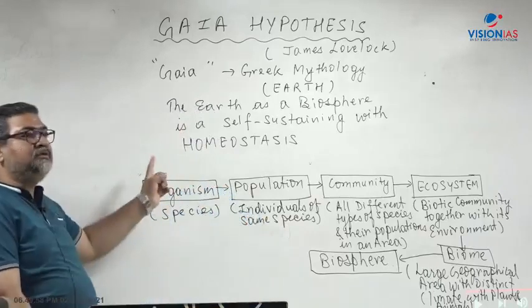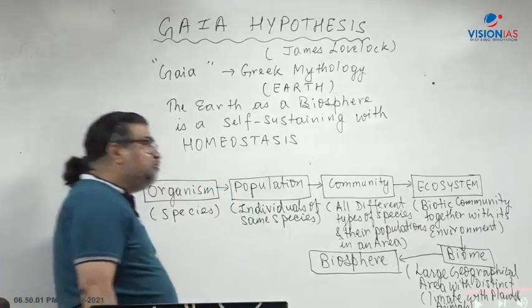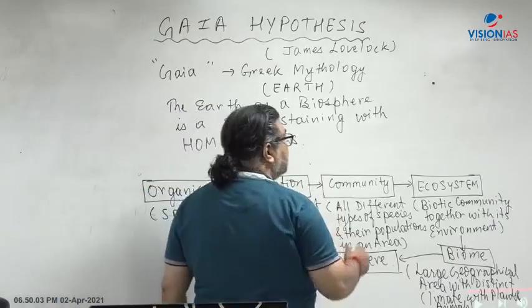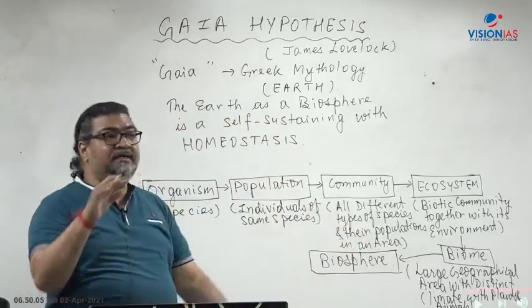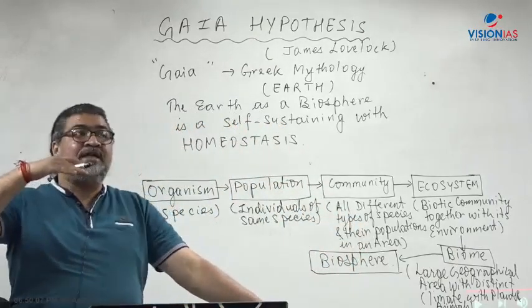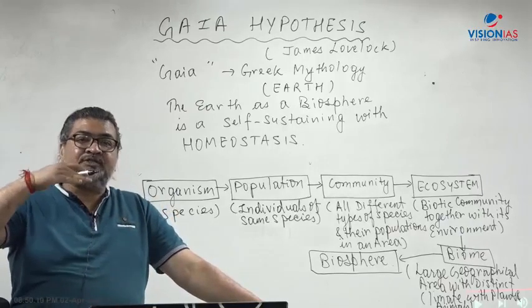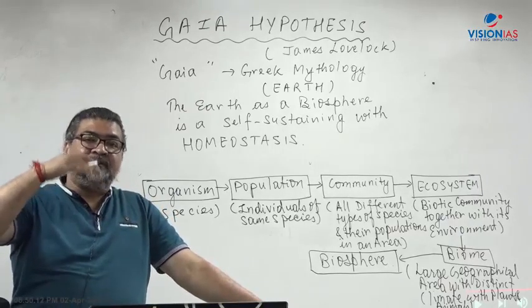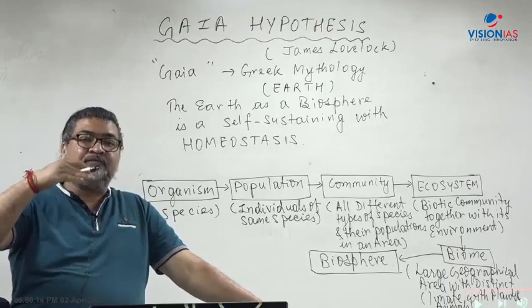A very important term is homeostasis. What is homeostasis? Homeostasis means it maintains equilibrium. It maintains a kind of steady state. And that steady state, that equilibrium, is maintained through feedback: positive feedback, negative feedback.